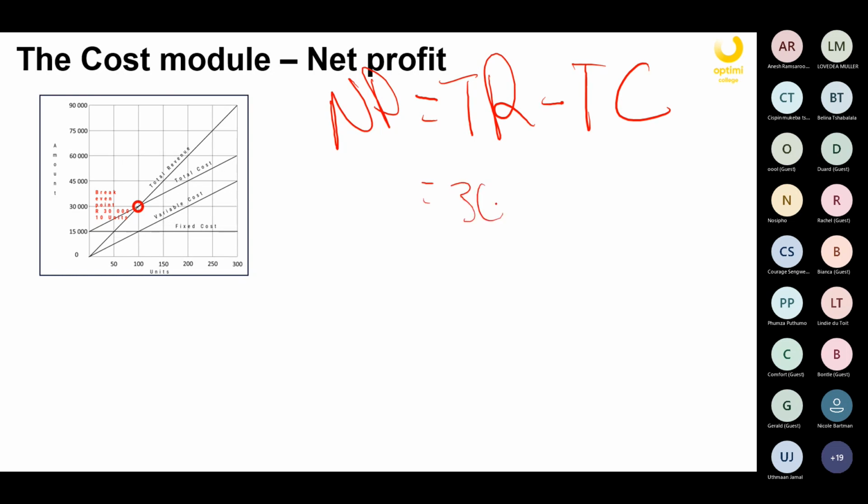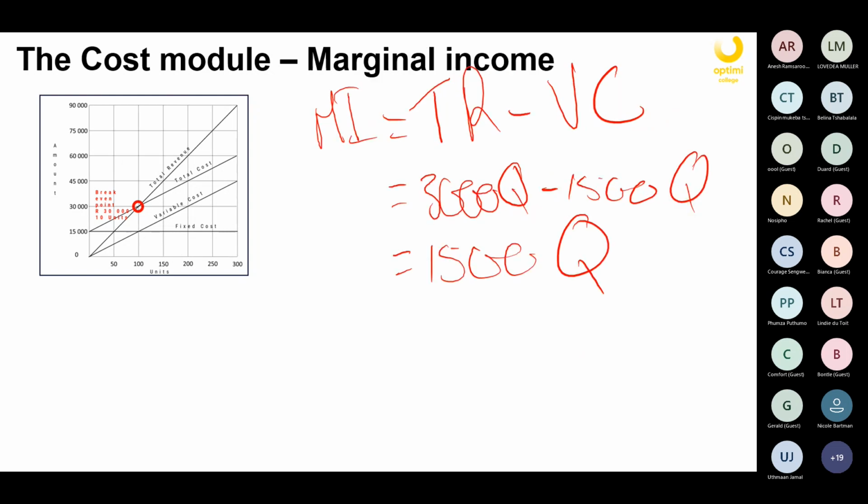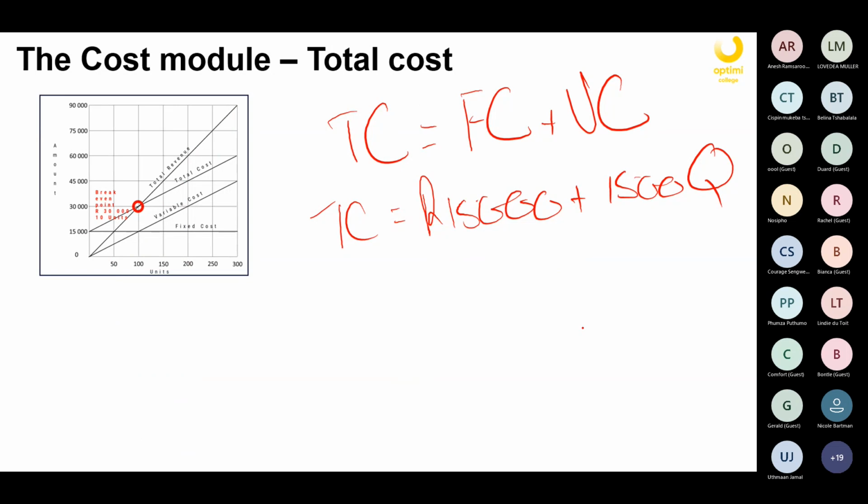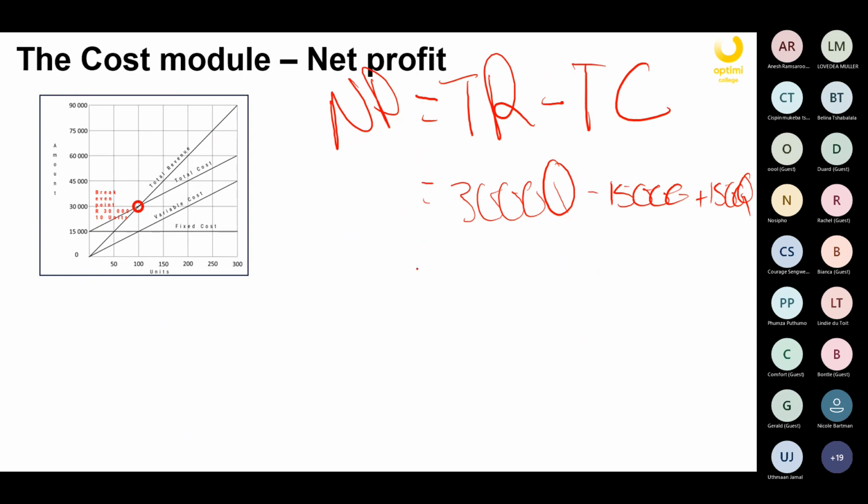Total revenue is 3,000 Q. Total cost was 15,000 plus 1,500 Q. Let's check that. 3,000 Q, there, 15,000 plus 1,500 Q. Gives me 3,000 Q minus 3,000 Q. Now remember, guys, what's important here is that bracket. That bracket is important.